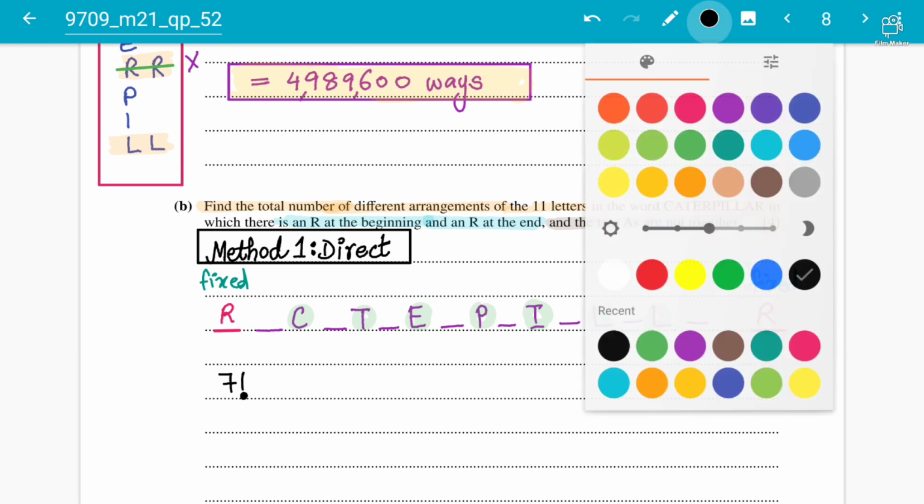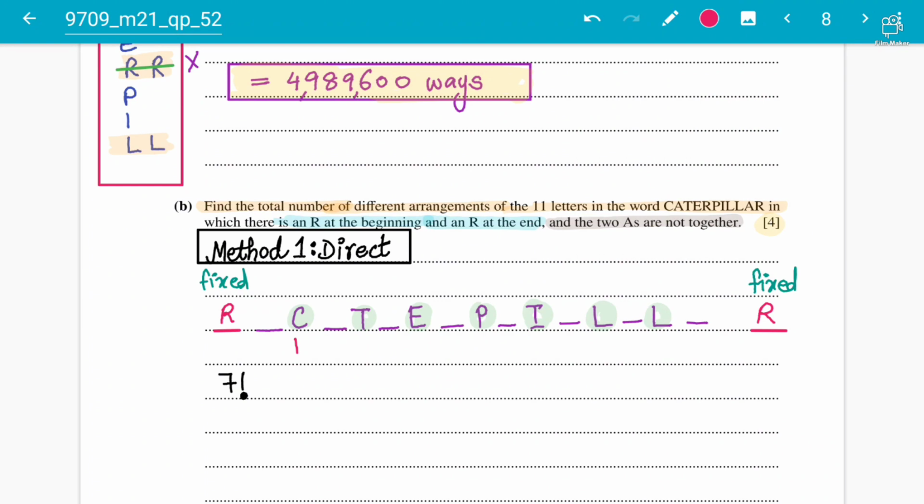For example, this is done by me. My student can start with L here, E here, T here, C here, P here, I here, and another L here. And another student can do another way. A lot of ways are possible, but this is how they are going to be. 7 factorial for them. Hope students are getting this. And then students need to understand that the next part is very important.